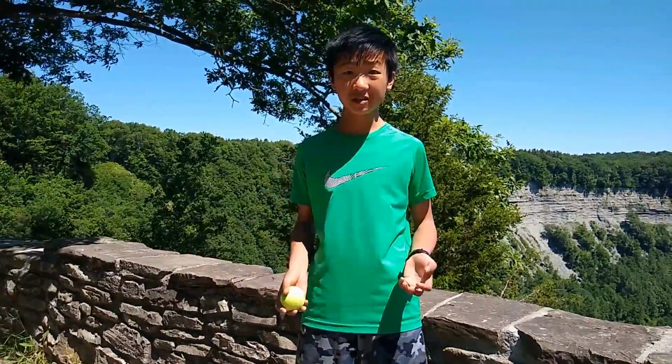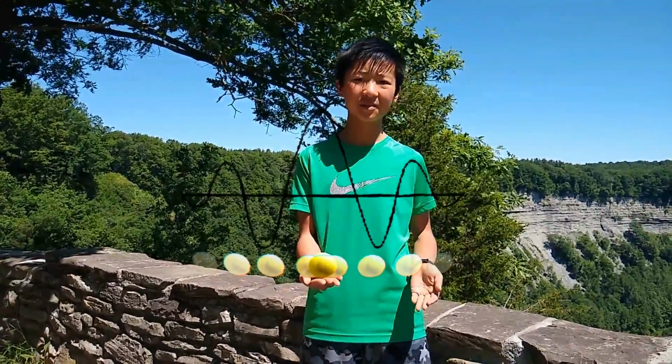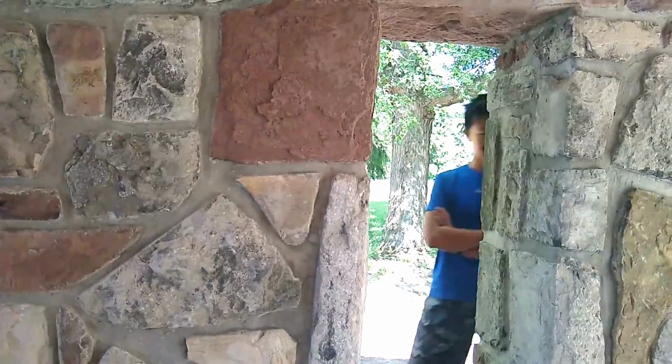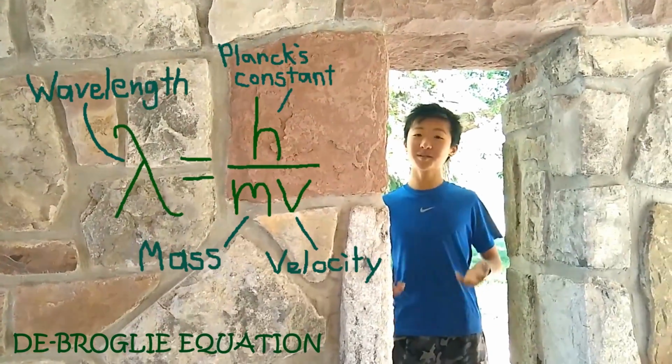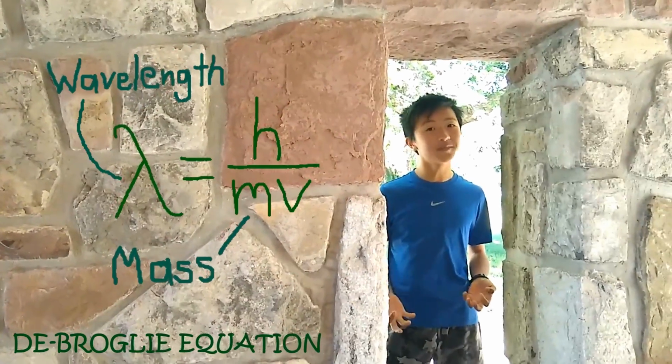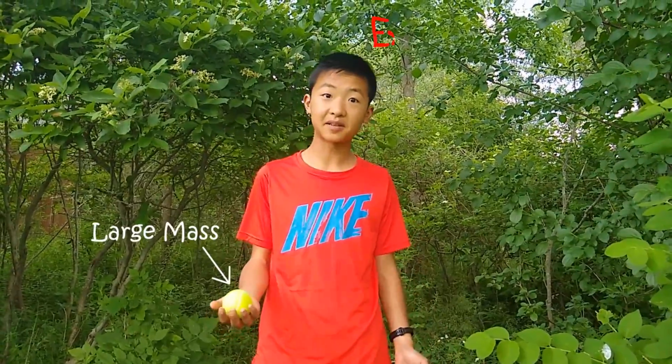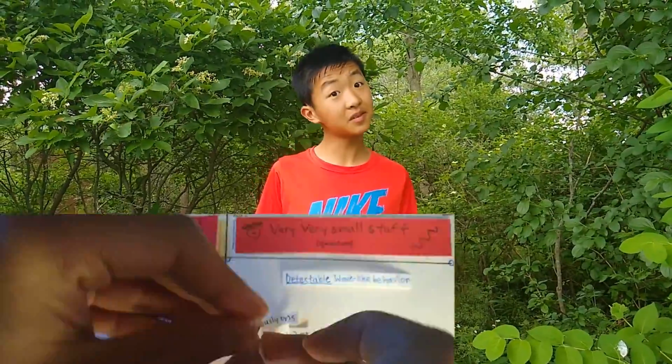So why can't you see large stuff like this ball behaving like waves in multiple places at once? Because of the de Broglie equation. Oh come on, more math and sciencey talk? Welcome to quantum physics. But to simplify this, if we just look at mass and wavelengths, as the mass increases, the wavelength decreases. So a large mass means very small wavelengths that are actually undetectable, while a very small mass means a relatively large wavelength that is detectable. This means that only smaller masses have detectable wave-like behavior.